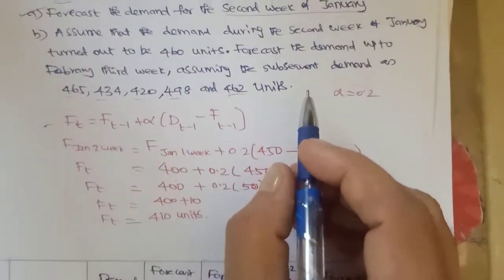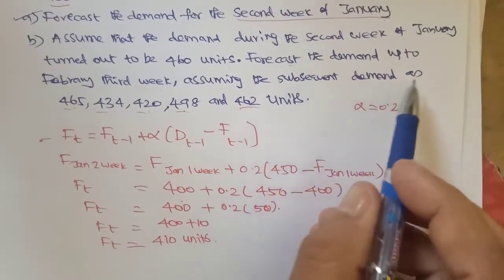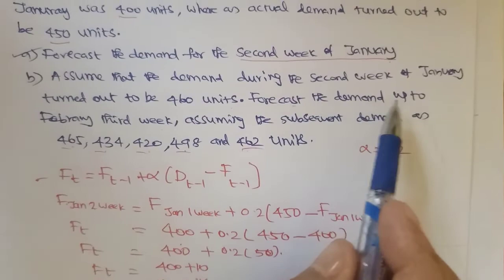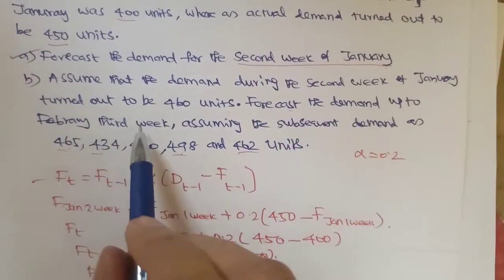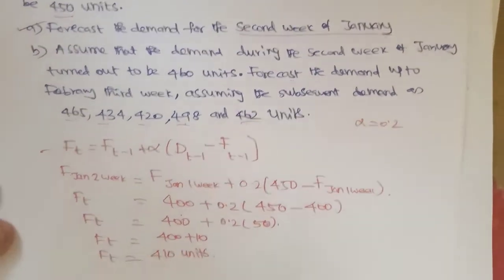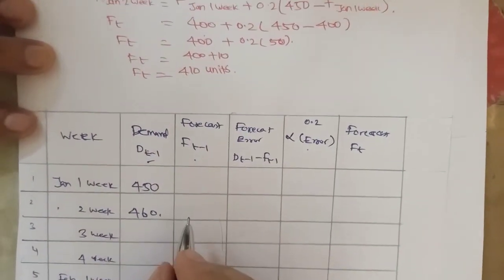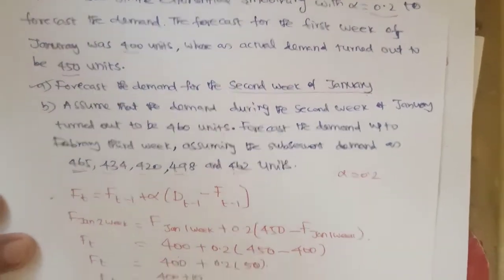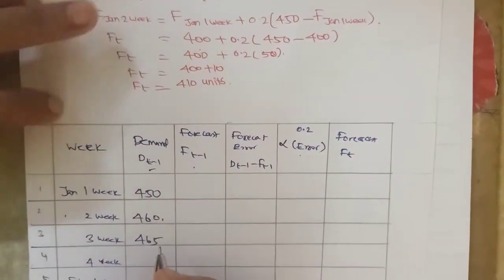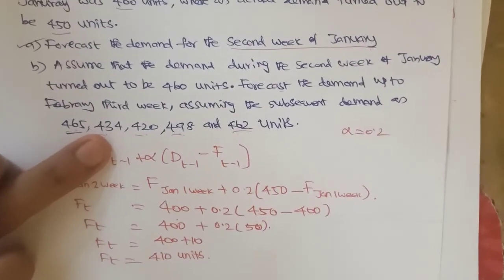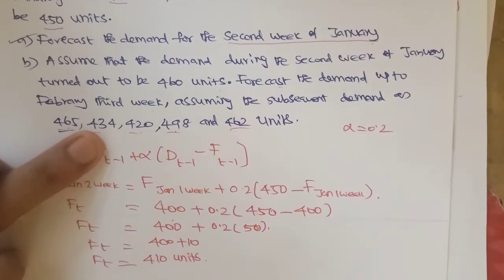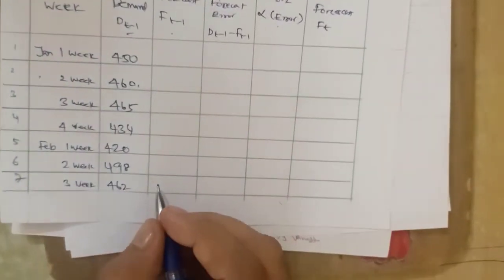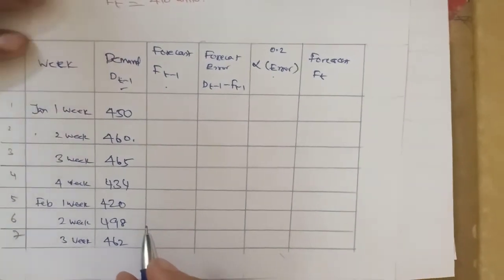The second week demand is also given, 460 units. Third week demand is given here, so it starts here 465. Then 434, 420, 498, and 462. So now we filled the data given here.